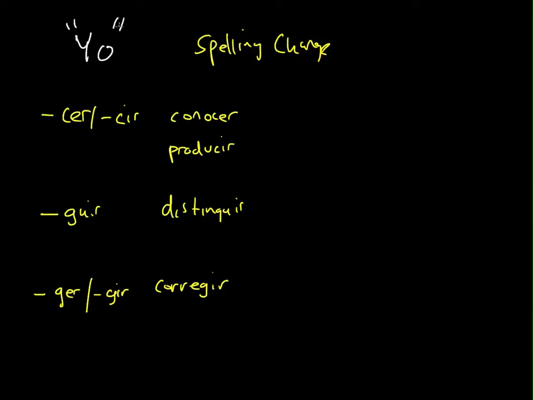Okay? In the present tense. So, verbs that end in -cer or -cir are going to have a change in the yo form from c to zc. Verbs that end in -guir are going to have a change from gu to g. And verbs that end in -ger or -gir are going to have a change from g to a j.